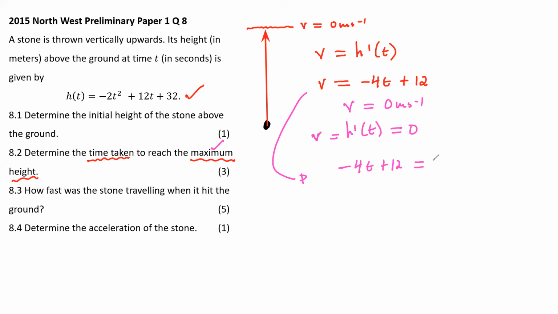They want the time taken, so it must be equal to 0. Negative 4t is negative 12. The rest is maths. Divide everything by negative 4. 3 seconds. That's how long it takes to reach the maximum height. 3 seconds.